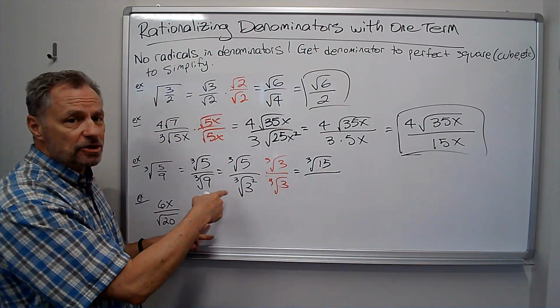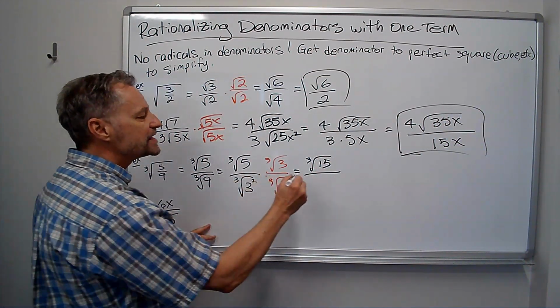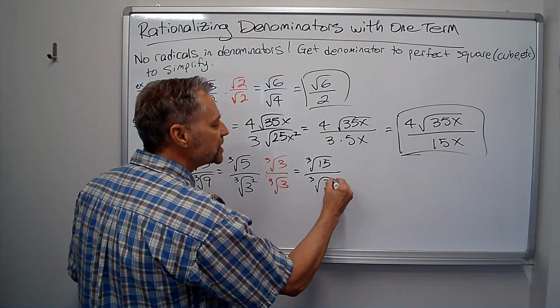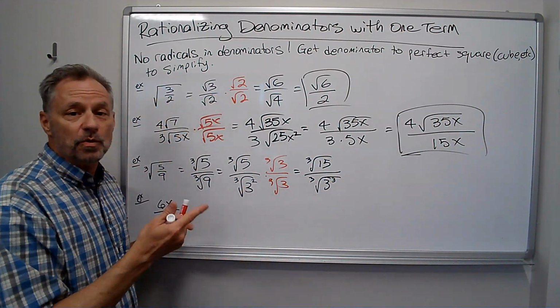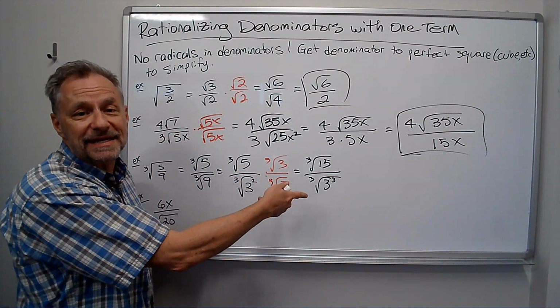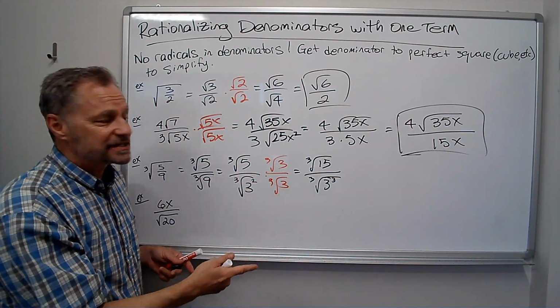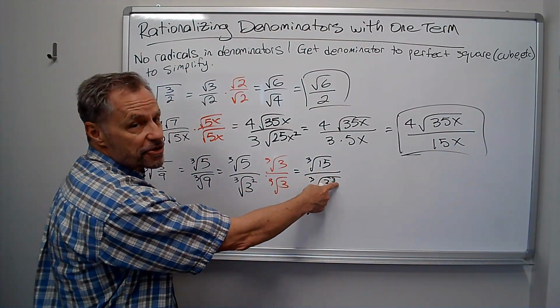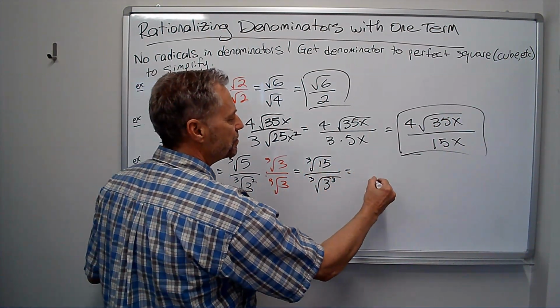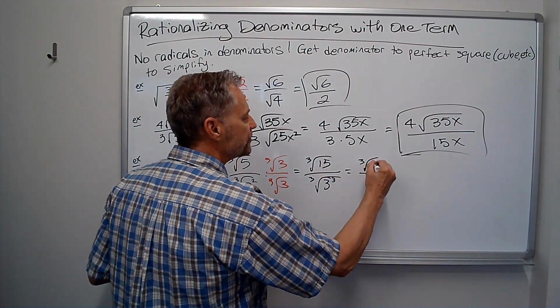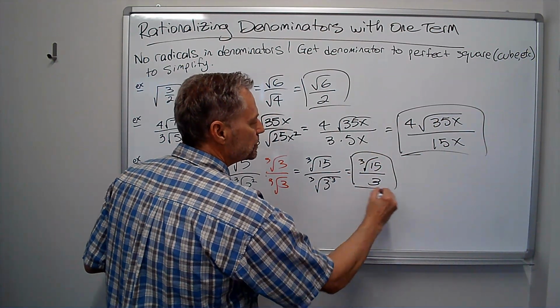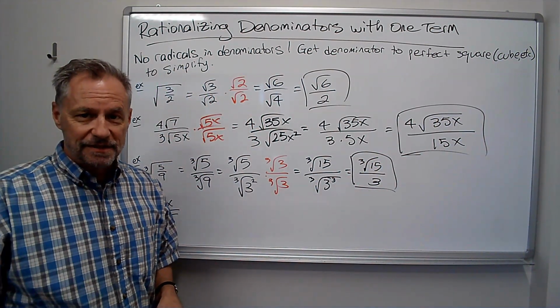And down here you can look at it one of 2 ways. You can say, oh, that's the third root of 3 cubed. Or if you wanted to, you could call it the third root of 27, and maybe you know the third root of 27 is 3. But here we know the third root and the third power just cancel out. I just get the 3 on the bottom. And the top's the third root of 15. And again, I've rationalized the denominator.